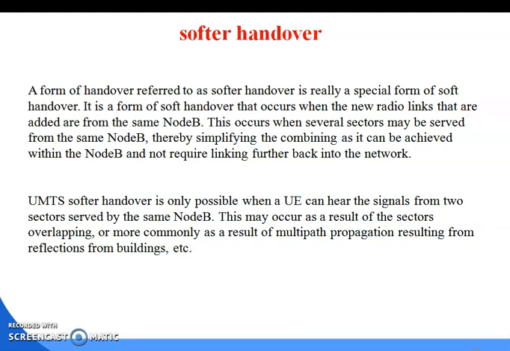A form of handover referred to as softer handover is really a special form of soft handover. It occurs when the new radio links that are added are from the same node B. This occurs when several sectors may be served from the same node B, thereby simplifying the combining, as it can be achieved within the node B and does not require linking further back into the network. In UMTS, softer handover is only possible when the UE can hear the signal from two sectors served by the same node B. So these are all about this chapter number 6.